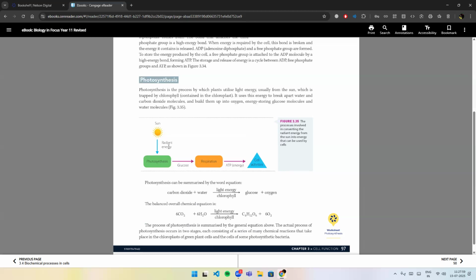The process of photosynthesis is summarized by the word equation above. The actual process of photosynthesis occurs in two stages, each consisting of a series of many chemical reactions that take place in the chloroplasts of green plants, plant cells, and the cells of many photosynthetic bacteria.